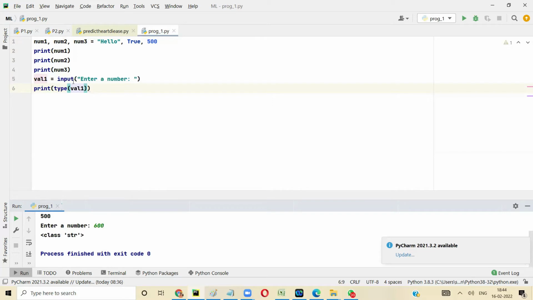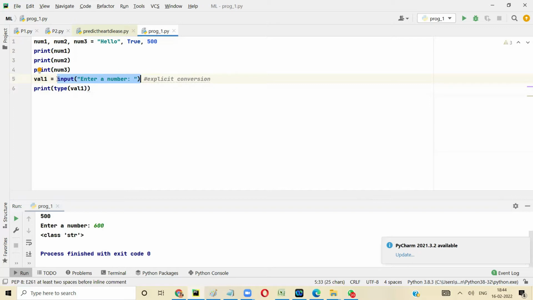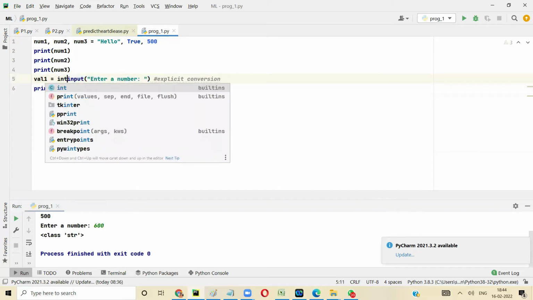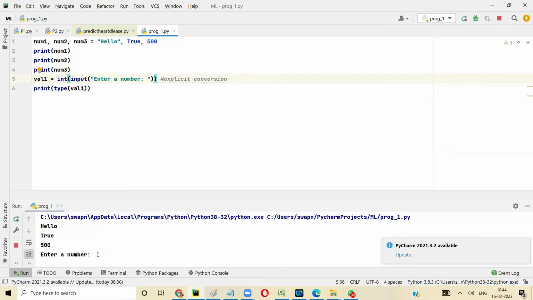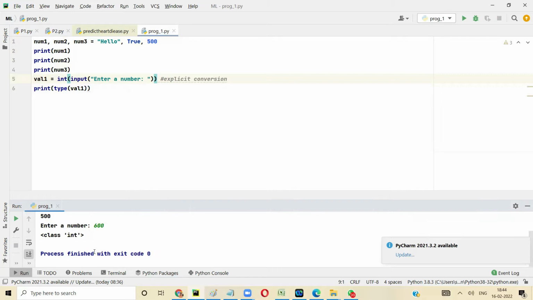So what I can do is what is called explicit conversion. I'm forcing it to convert into int. This is going to read the value, and after reading, I'm going to convert it into integer. So I'm converting the input value into integer. This is called explicit conversion. Now when I run it and I give value 600, you see that the type is integer because I've converted it into integer.